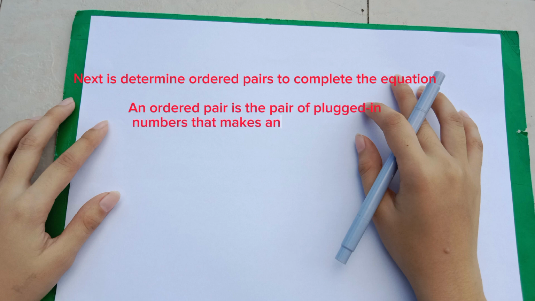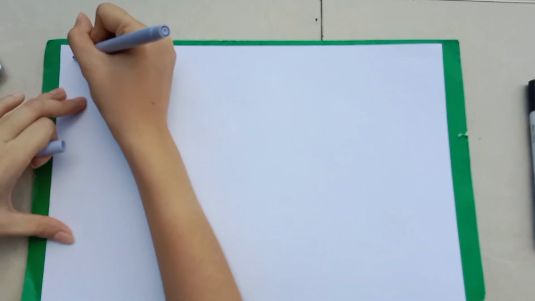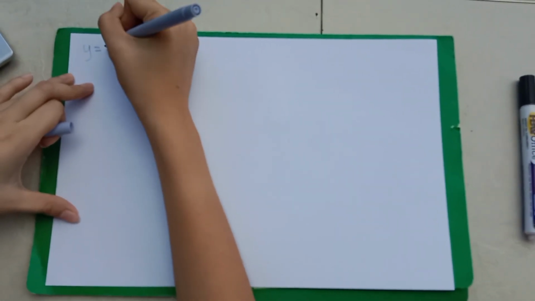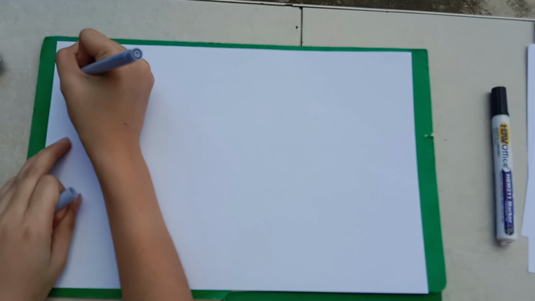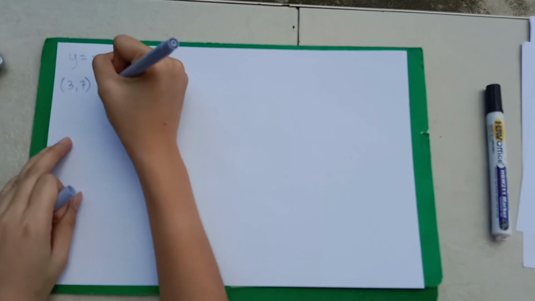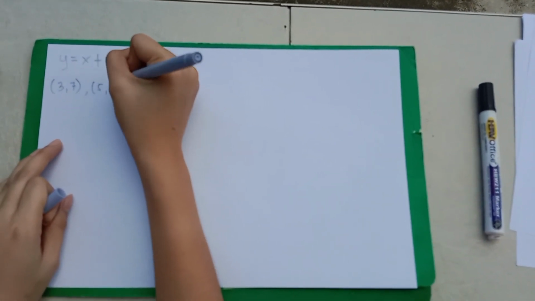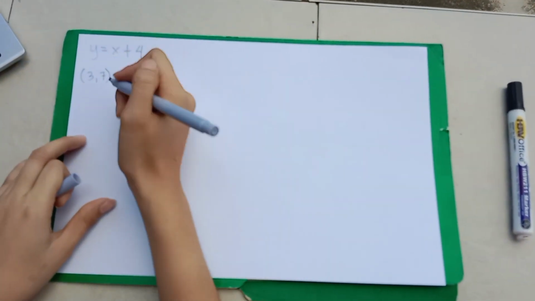So next, ordered pairs are used to plug in numbers that make an equation true. So our goal is to find x and y numbers, plug them into the equation and see if they work. If the numbers plugged in work, then the ordered pair is a solution to the equation. So here we are given the equation y equals x plus 4. We are given two ordered pairs, 3 and 7, and 5 and 12. We are going to determine if these two ordered pairs are solutions to our equation.